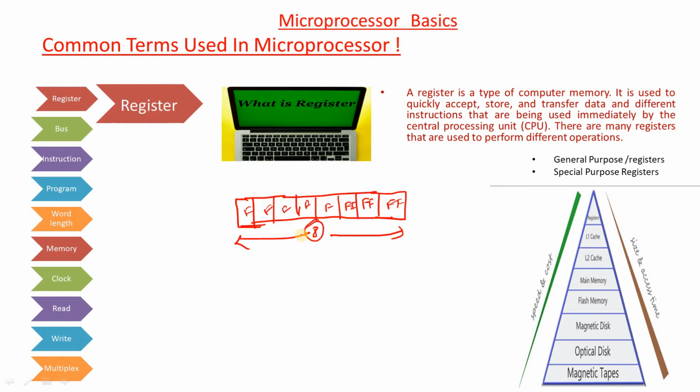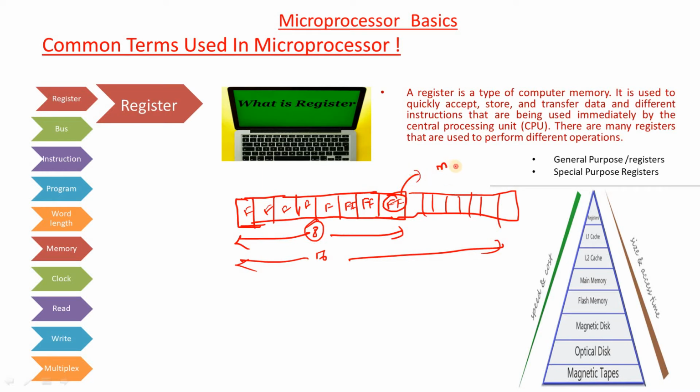So if the register size is 8, we expect 8 flip-flops inside. If it is 16-bit, we expect 16 flip-flops like this, the remaining 8 flip-flops are like this. Every flip-flop is used to store binary values. Flip-flop is a memory cell. Generally, it is a memory cell.